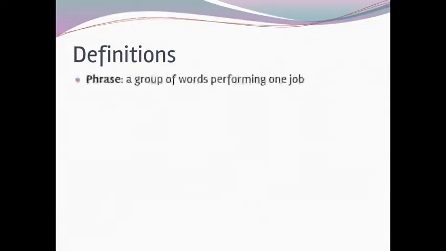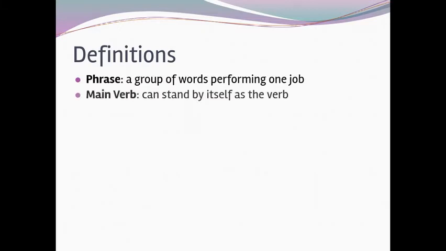More definitions. Again, things we've seen before, such as phrase. A phrase we're still going to define as a group of words that performs one job. A main verb, a term we haven't really talked about much yet. A main verb is the verb that can stand by itself as the verb. It's the verb that contains meaning. I would also tell you the main verb is the last word in the verb phrase. That's the one that's going to be either action or linking. That's why we call it the main verb, because it's the one that is action or linking.